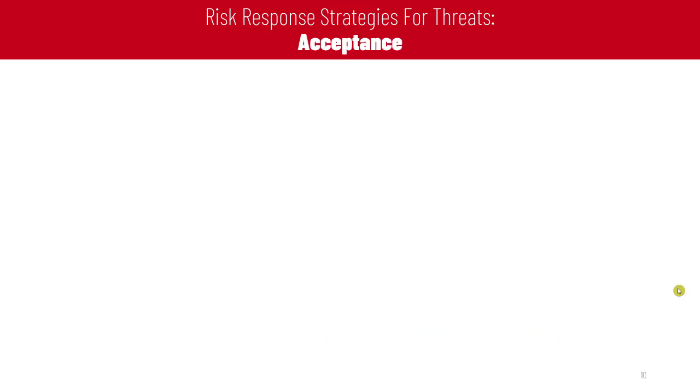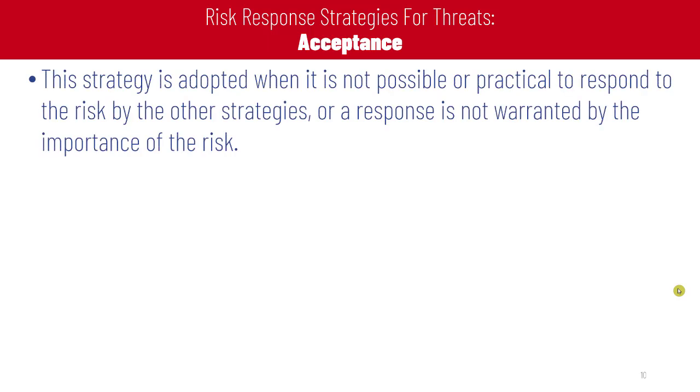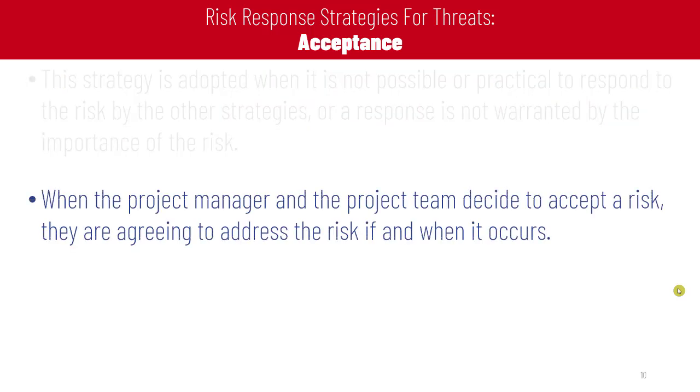The fourth risk response strategy for threats is acceptance. This strategy is adopted when it is not possible or practical to respond to the risk by the other strategies. If we fail to respond to the risk by any of the 3 previously mentioned strategies, we can accept the risk. Or a response is not warranted by the importance of the risk.